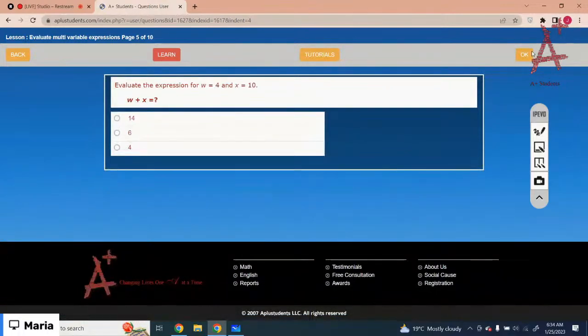Okay, evaluate the expression for w equals 4 and x equals 10. So which is the correct option? You have to add w plus x. So you have to do 4 plus 10. So 4 plus 10 equals 14. Got it? So the correct option is 14.